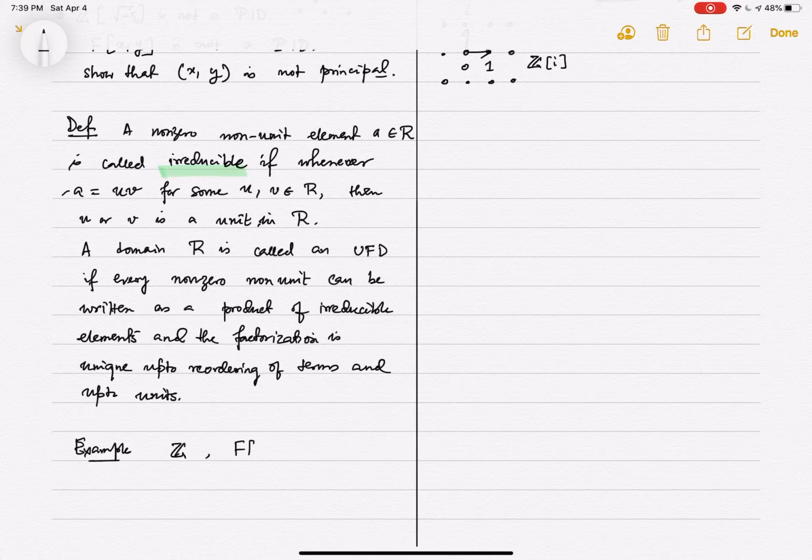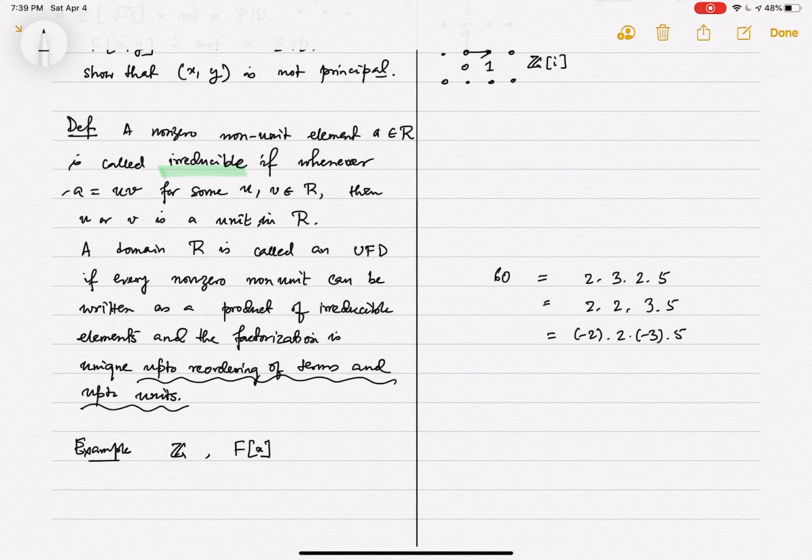Z and F[x]. See, you give me a number 30, I can factorize it, or maybe 60, 2 times 3 times 2 times 5, right? It's not unique. You can reorder. You can also write 2 times 2 times 3 times 5. You can also put some units in like this. But that's pretty much all the freedom you have. That's what this uniqueness, unique up to reordering of terms and up to units, means.